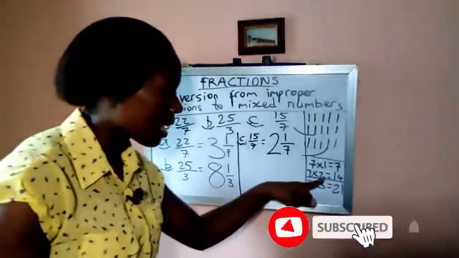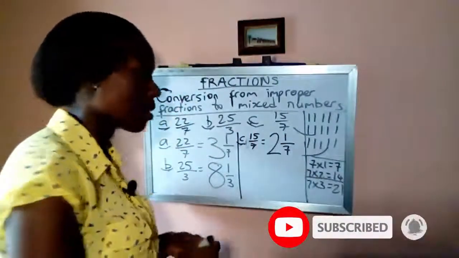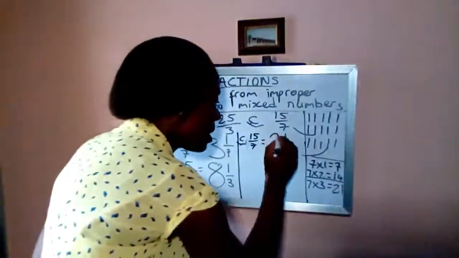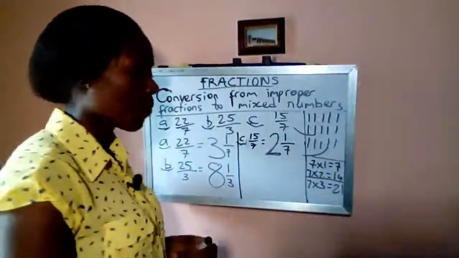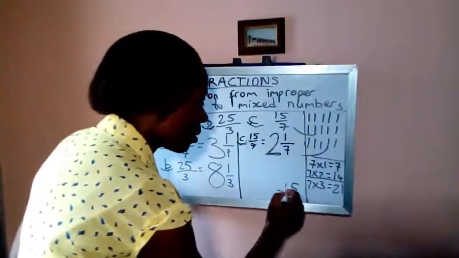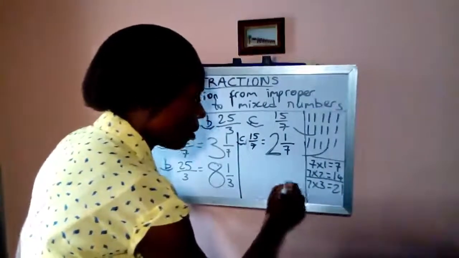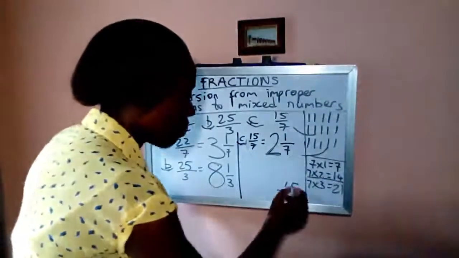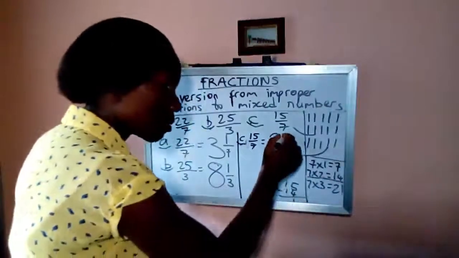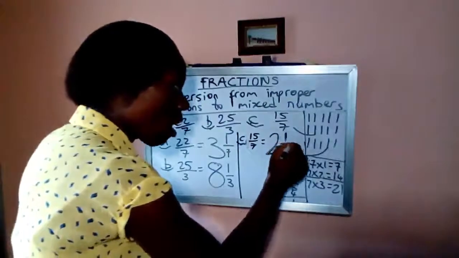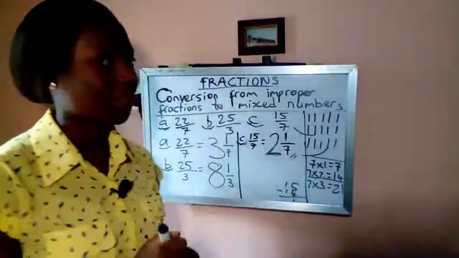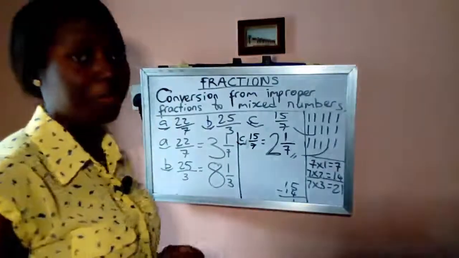How many 7s can I get here? It's 2. Why? Because 7 in 2 places will give us 14. So that becomes my big 2, the whole number. Now 15 minus 14, which is the result of when you multiply 7 by 2, you get 14. Minus it, you get 1. This becomes my remainder 1 all over my denominator. It's that simple. Very, very simple.